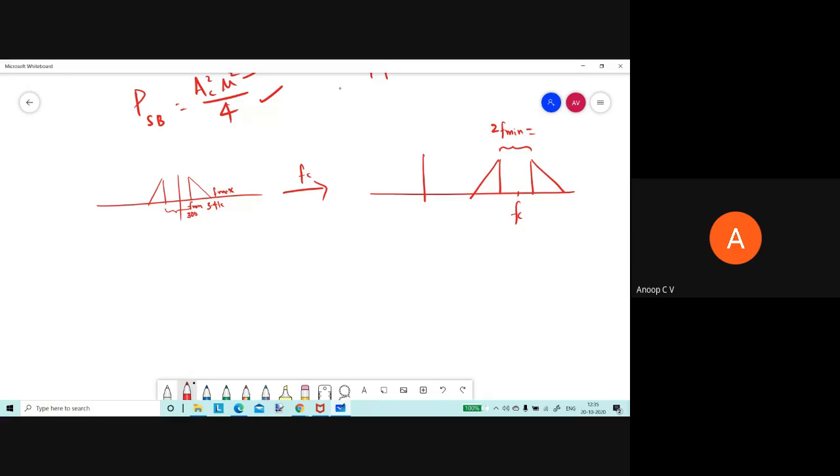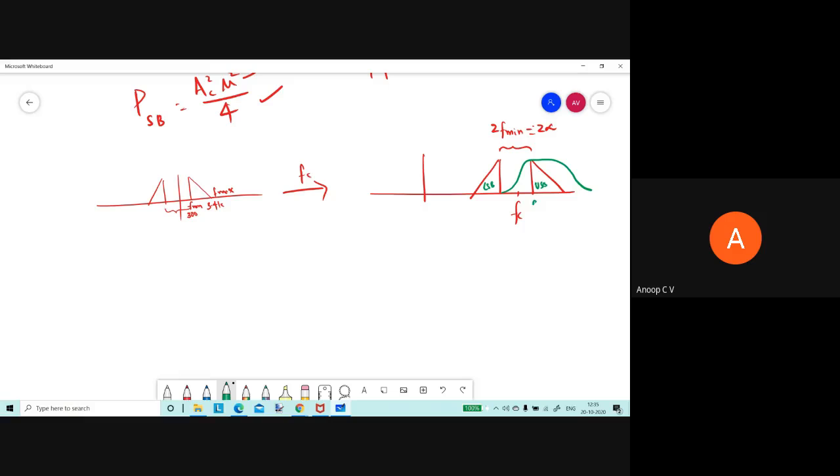If I call it 2 alpha, I'm just calling it 2 alpha because I have to relate it with some roll-off factor of the filter, right? So this is the upper sideband and this is the lower sideband. Practically, if I have to design a filter which should allow only the upper sideband to get a single sideband modulated signal, that filter will have a finite roll-off. So that finite roll-off can be something like this.